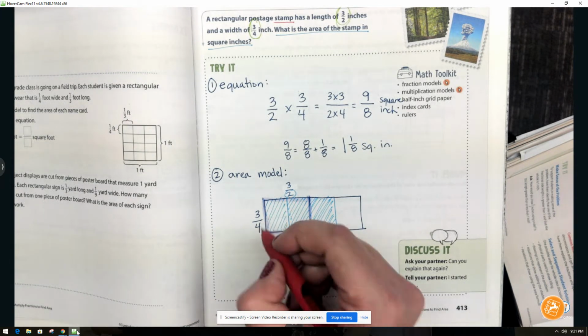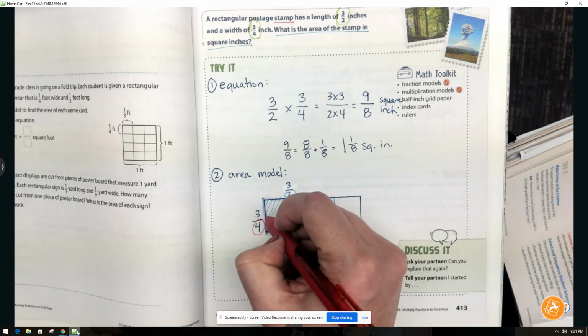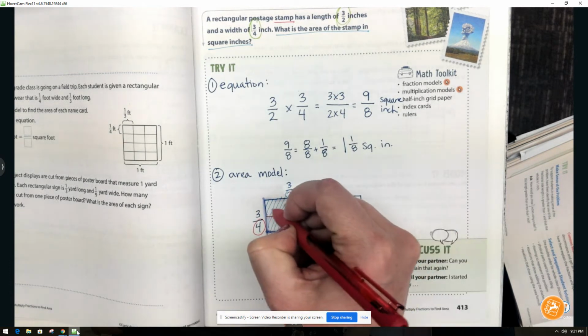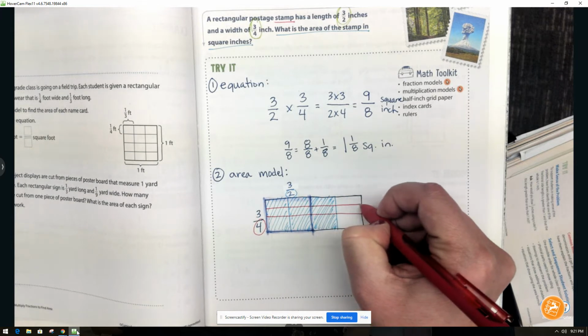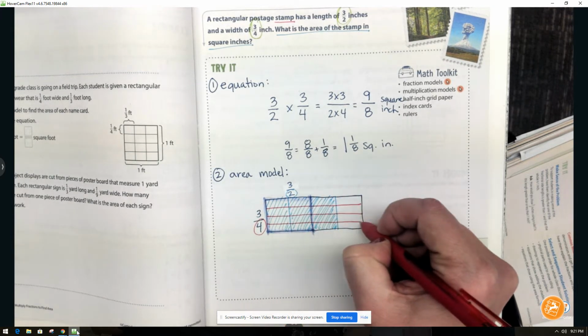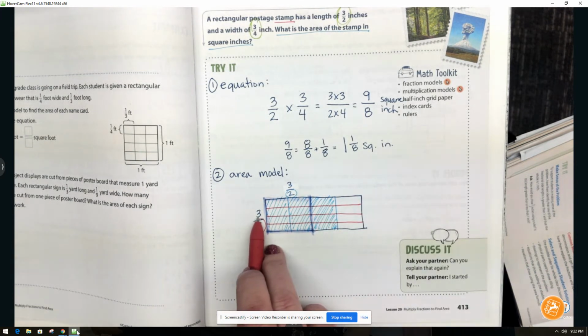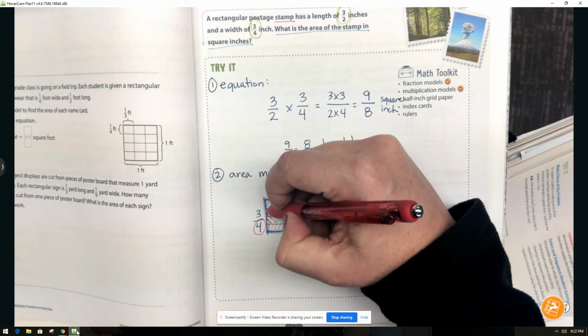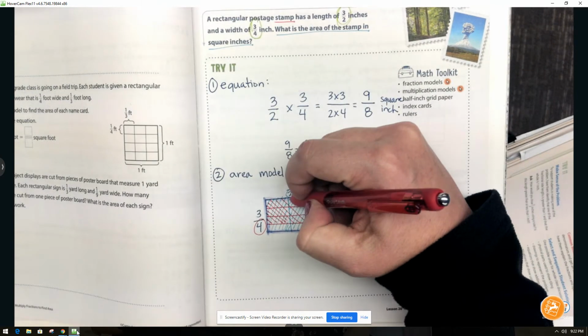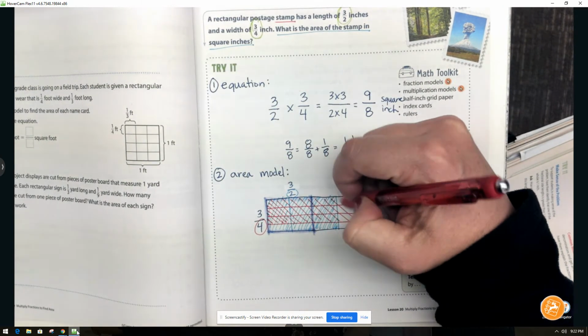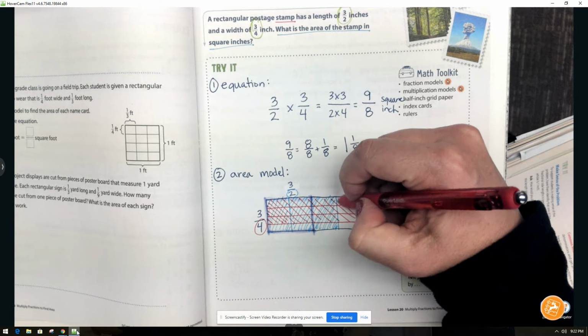So we know that this 4 is going to tell us that we're breaking this into fourths. So you can go ahead and draw your fourths all the way across. And then we're going to shade in 3 of the rows because it's 3/4. So we're going to shade in, and I'm just shading them in all together. I'm cheating a little bit, but that's okay.